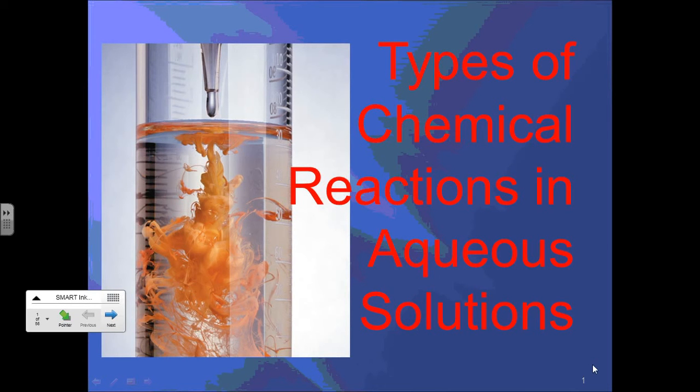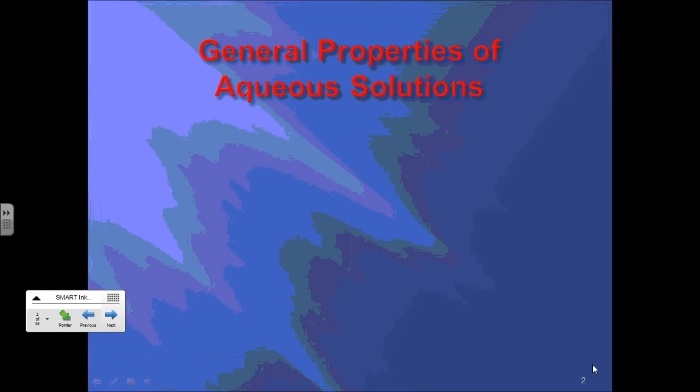Alright, let's get started. Today we're going to talk about types of chemical reactions and aqueous solutions. So, we're going to talk about some general properties of aqueous solutions, and when we're talking about aqueous solutions, we're talking about materials that are basically dissolved in water-based media.